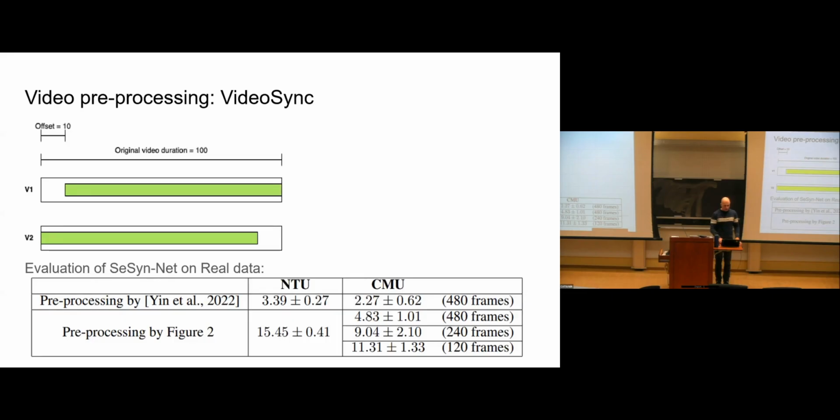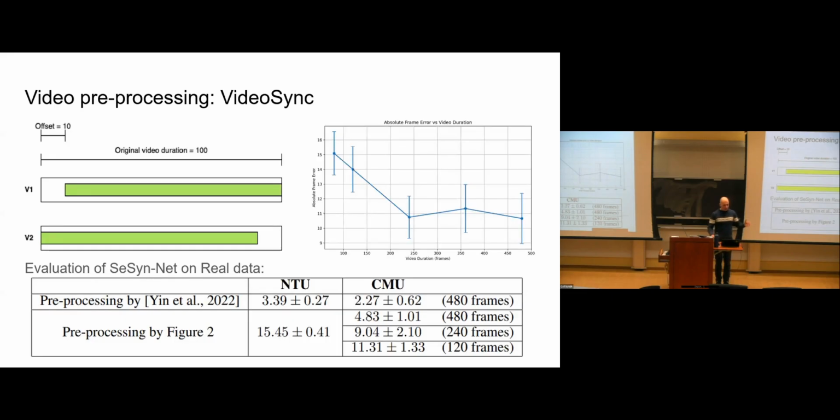Another way to illustrate the problems with the preprocessing is that if you are doing the preprocessing correctly, then synchronizing longer videos is actually a lot easier. So the absolute frame error is expected to drop as you increase the number of video frames. For the SessionNet, it's the other way around. As you decrease the number of frames, the noise takes over, and the quality of the synchronization falls dramatically.